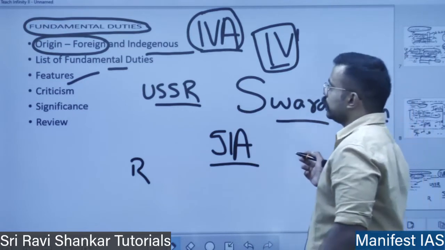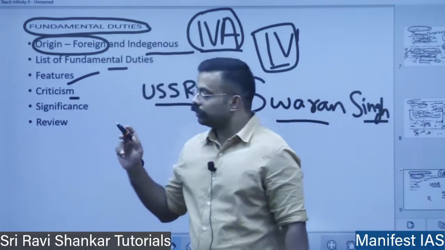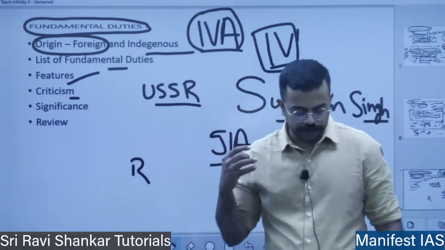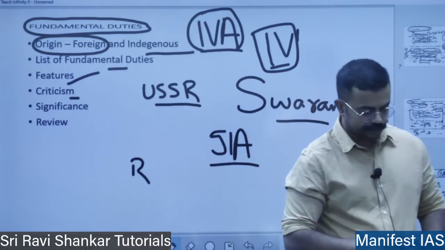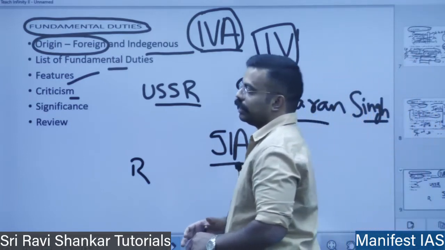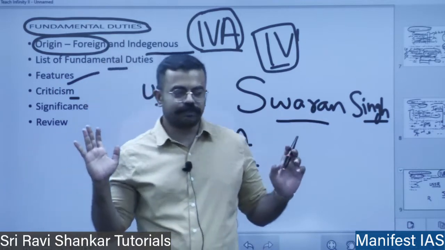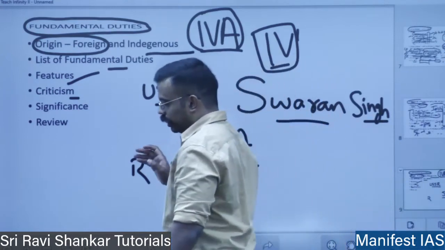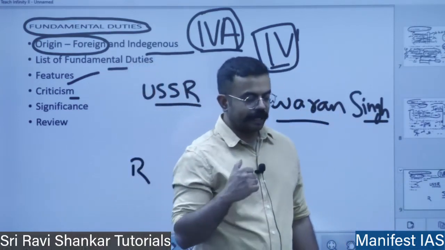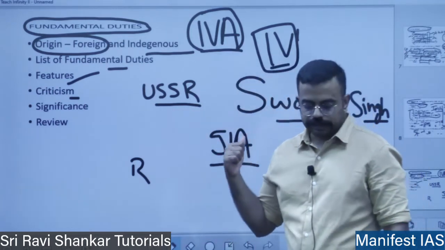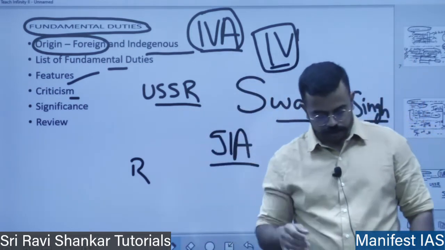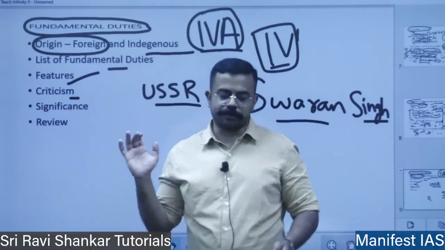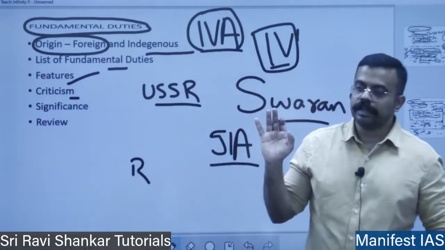There are also certain criticisms of fundamental duties. One is that they are not legally enforceable. Most of them are called moral aspirations. They are not based on ground realities. Another criticism is that the right to vote, paying taxes and other important things are not included. And also they form a subcategory of fundamental rights, so they do not have as much importance as fundamental rights. That is also a criticism.